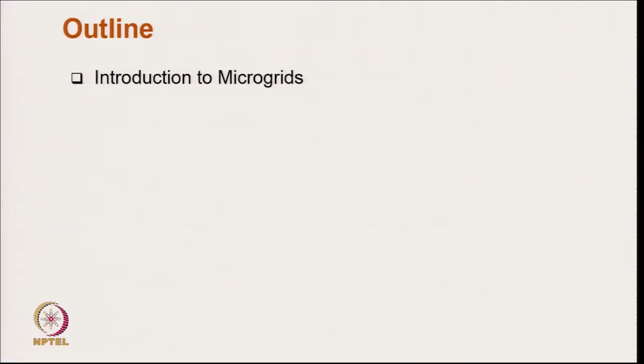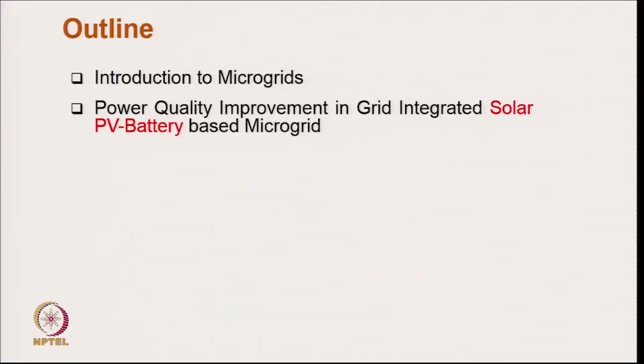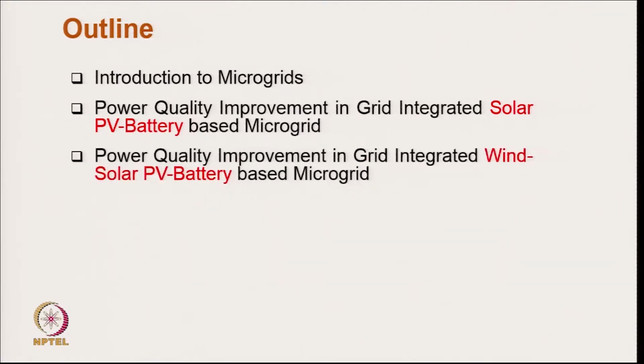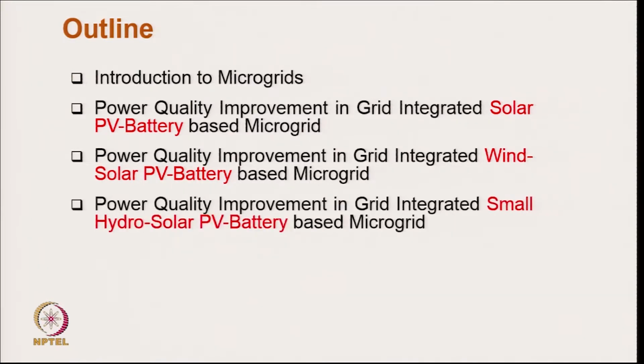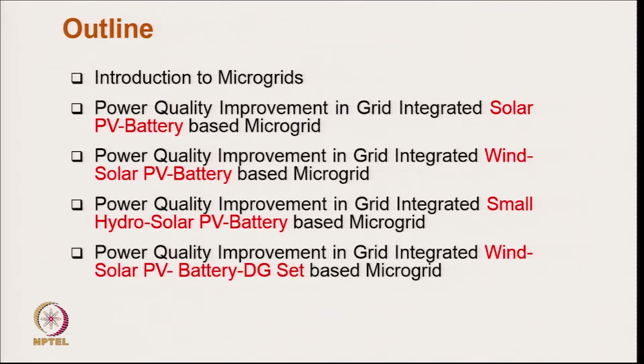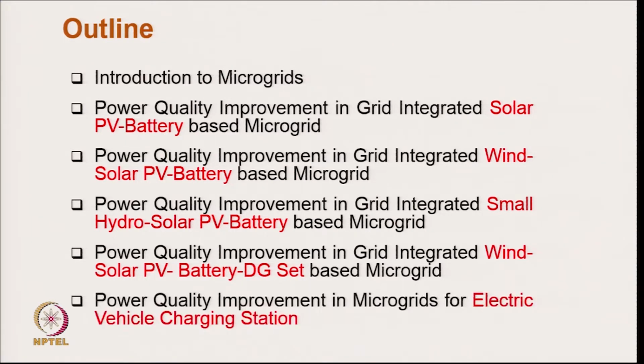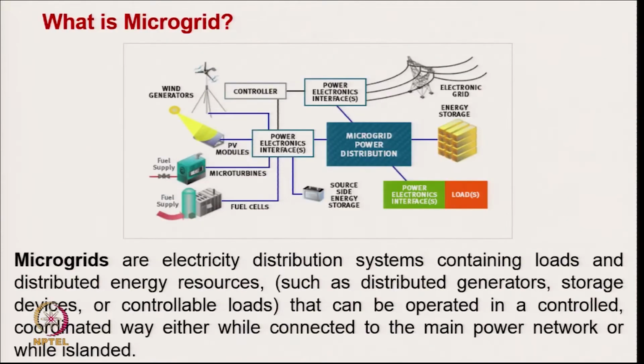The outline of the presentation is: introduction to microgrid; then power quality improvement in grid integrated solar PV based microgrid; power quality improvement in grid integrated wind solar PV and battery based microgrid; then power quality improvement in grid connected small hydro solar PV and battery based microgrid; power quality improvement in grid connected wind solar battery and DG set based microgrid; and power quality improvement in microgrid for electric vehicle charging station.